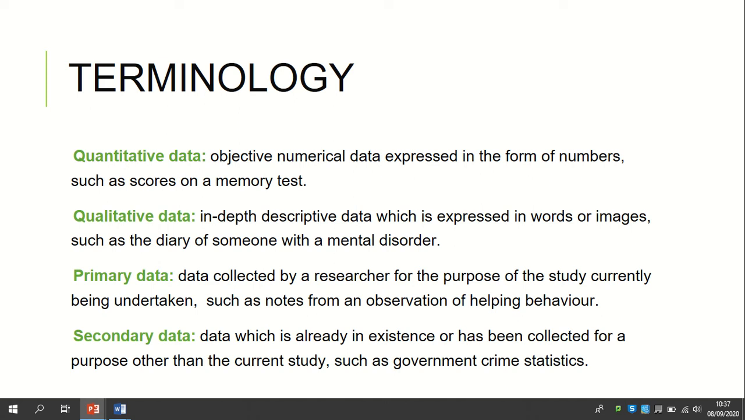Whereas, say, for example, you did something like, I want to see the difference between shopping behaviour in Asda and Poundland, then you could go out and you could observe people in Asda, you could observe people in Poundland, and you could write down how they behaved yourself. That would be considered primary because you are collecting that data yourself.